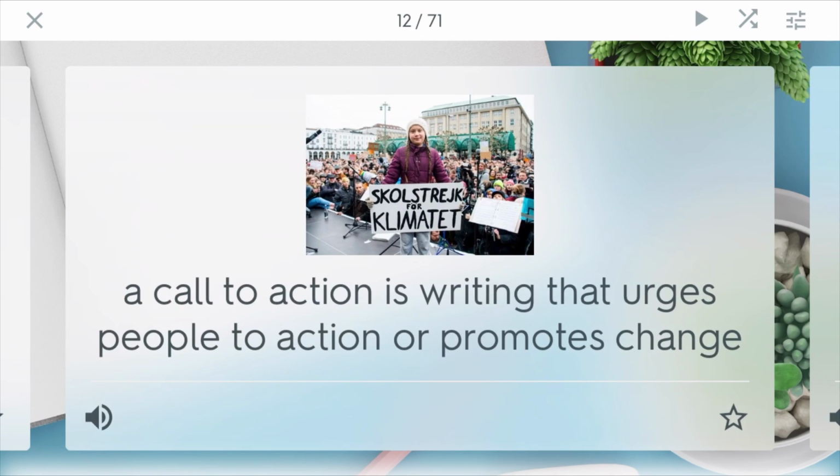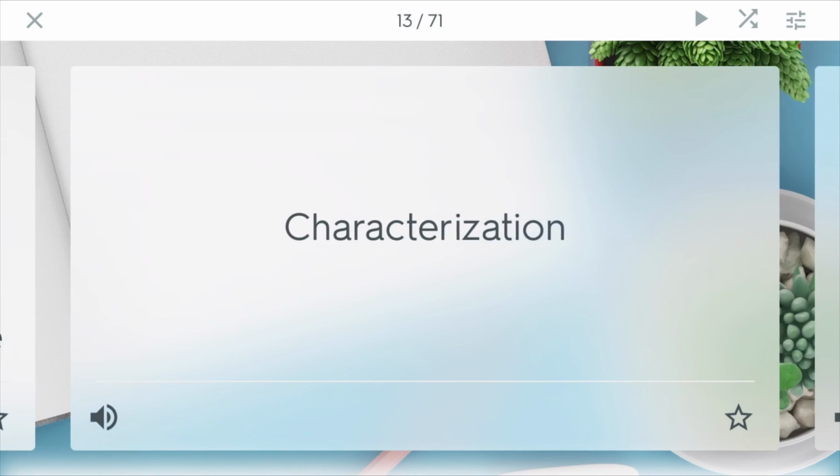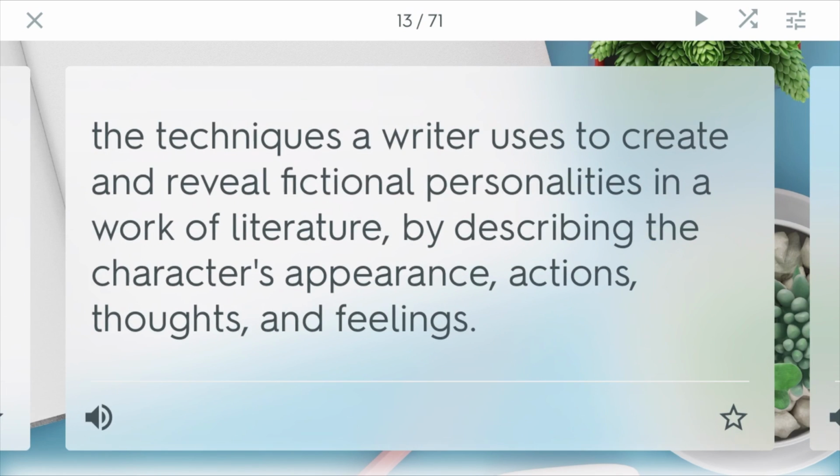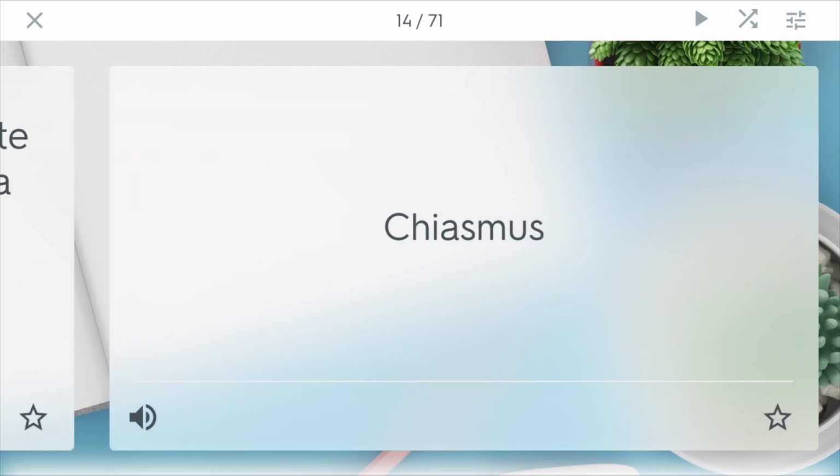A call to action is writing or protest that urges people to action or promotes change. Greta Thunberg and her climate strikes are a call to action for people to take better care of our Earth. Characterization are the techniques a writer uses to create and reveal fictional personalities in a work of literature. They do this by describing the character's appearance, actions, thoughts, and feelings.